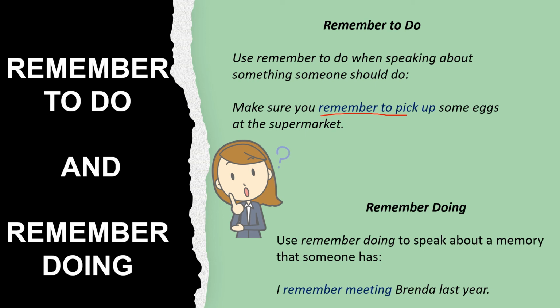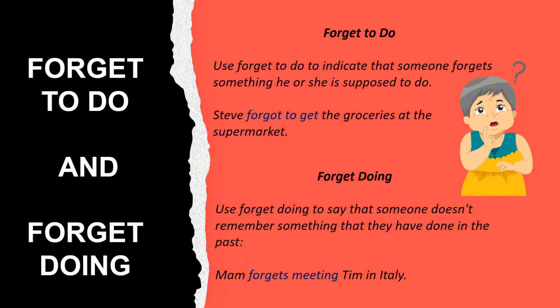Remember doing is used to speak about a memory that someone has. So for example, I remember meeting Brenda last year. I have a memory about that action. Forget to do and forget doing. We are going to explain how to use forget to do.